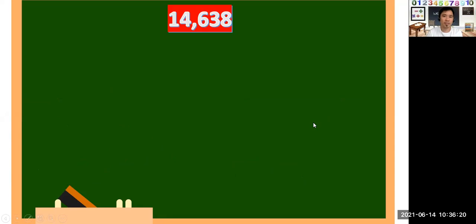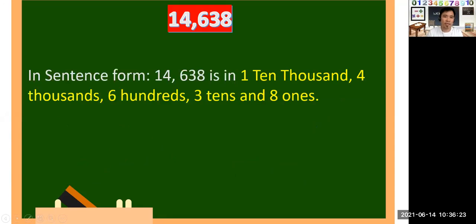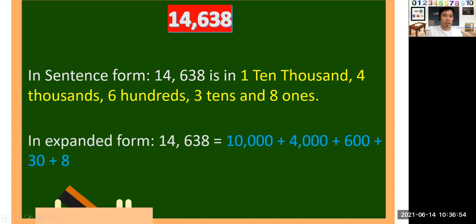Now another example. If we will write in sentence form, 14,638 is in 1 ten-thousand, 4 thousands, 6 hundreds, 3 tens, and 8 ones. Again, 1 ten-thousand, 4 thousands, 6 hundreds, 3 tens, and 8 ones.